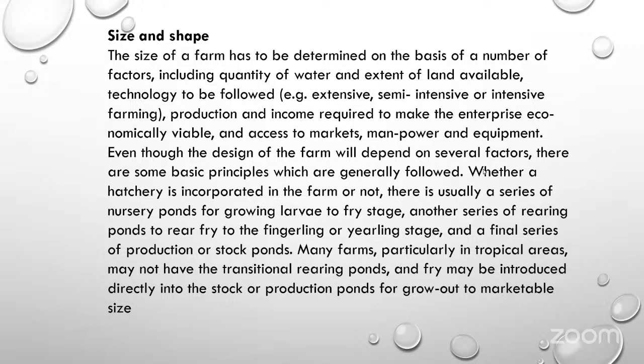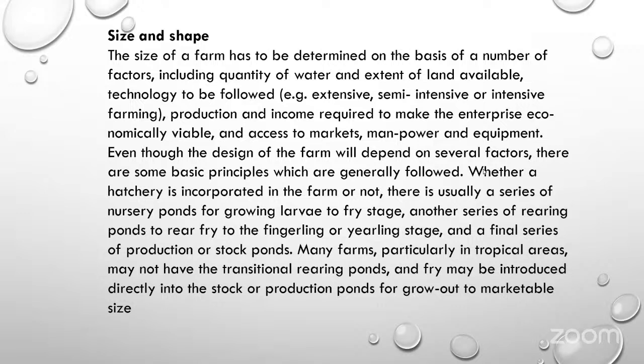Size and shape. The size of a farm has to be determined on the basis of a number of factors, including quantity of water and extent of land available, technology to be followed, production and income required to make the enterprise economically viable, and access to markets, manpower, and equipment.